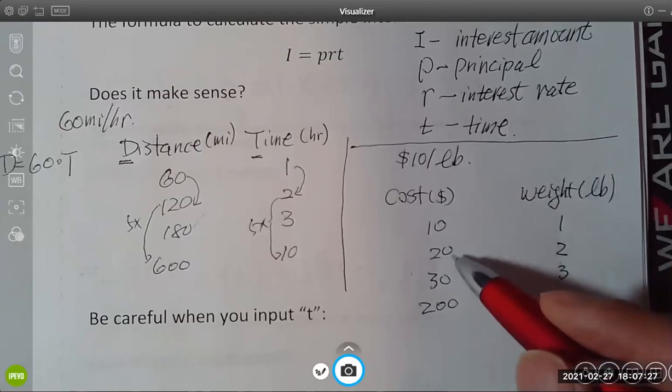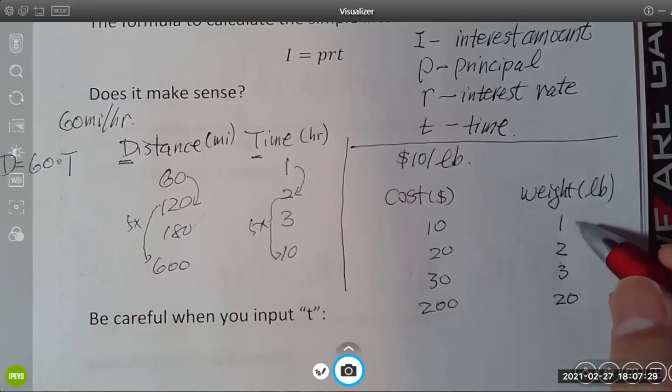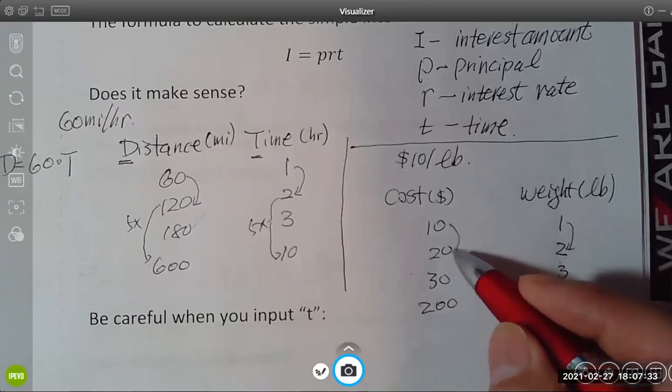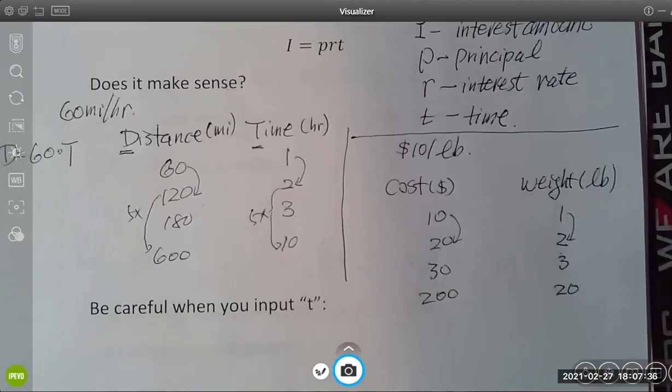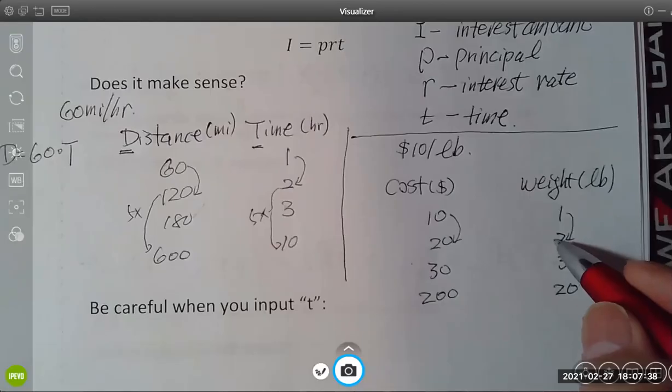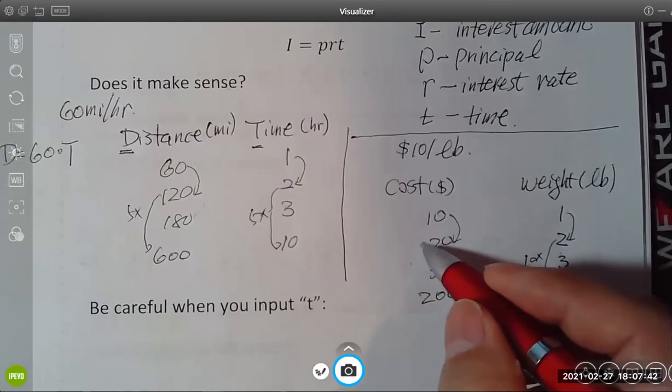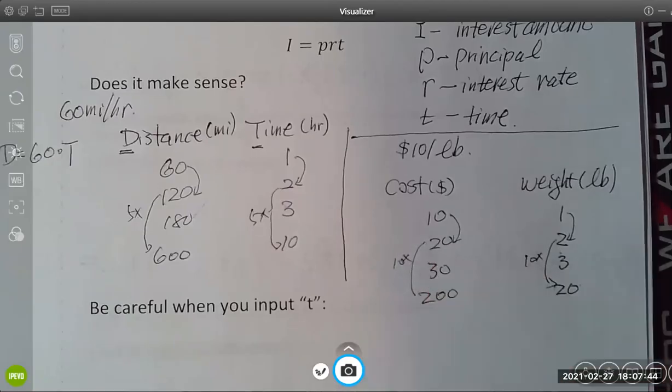Again, let's look at the relation between these two columns. For the weight, from 1 to 2 is double. How about the total cost? It's double too. How about you go from 2 to 20? That's 10 times as much, right? Weight. How about total cost? Also 10 times as much.